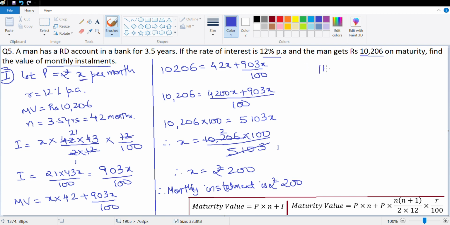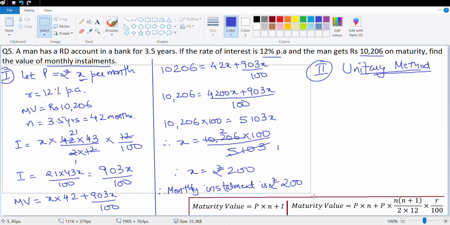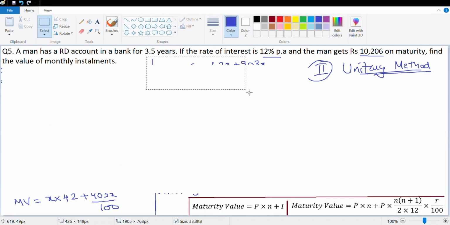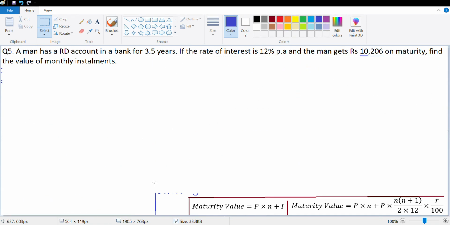The second method is the unitary method where we'll take the value of P as 100 and calculate. So now let's look at the second method. So I'll erase whatever I've written and we will solve it on the same page. Just give me 1 second. So we've done the first method using algebra. Let's try the second method using the unitary method. So this is method number 2.